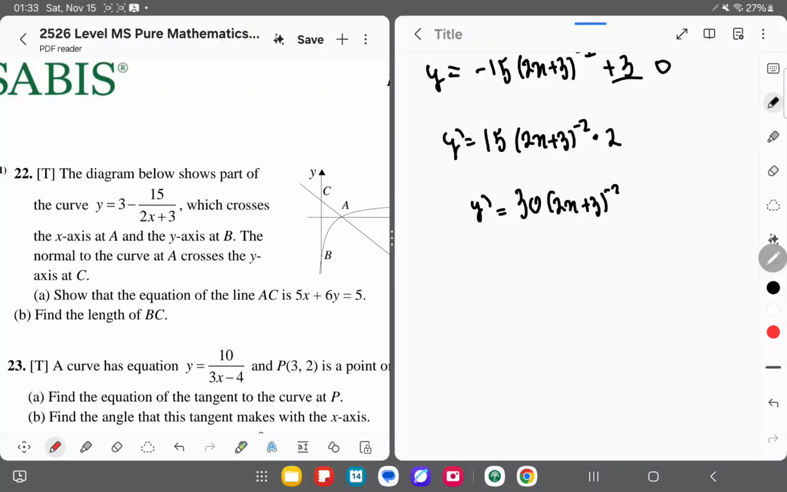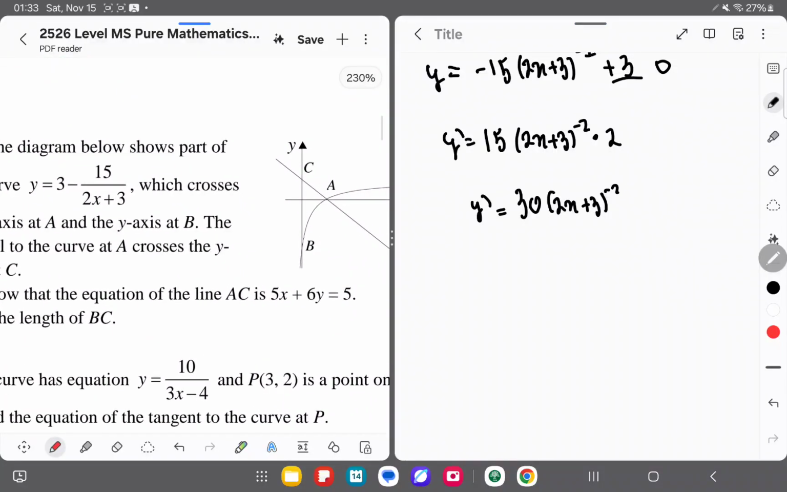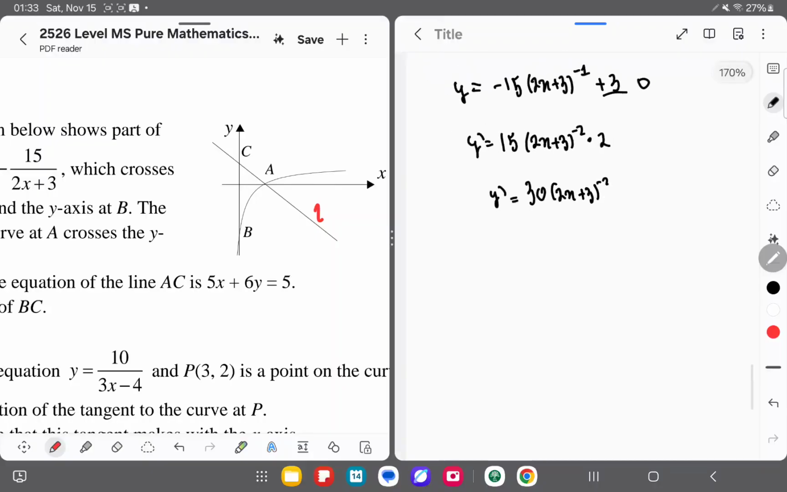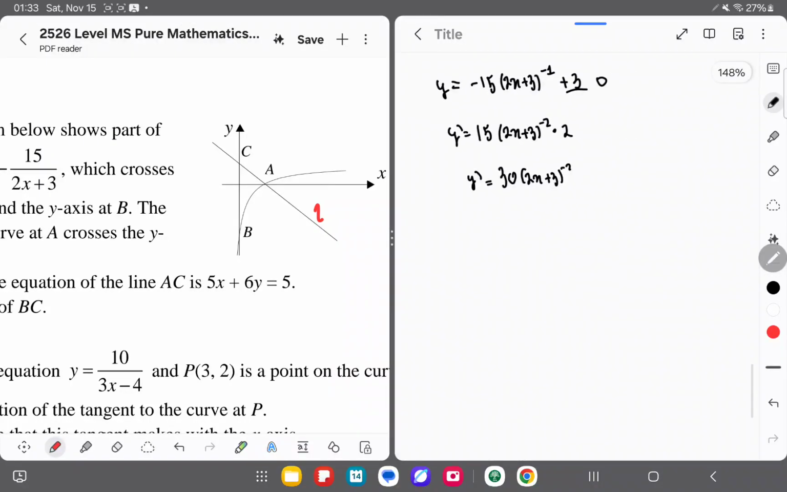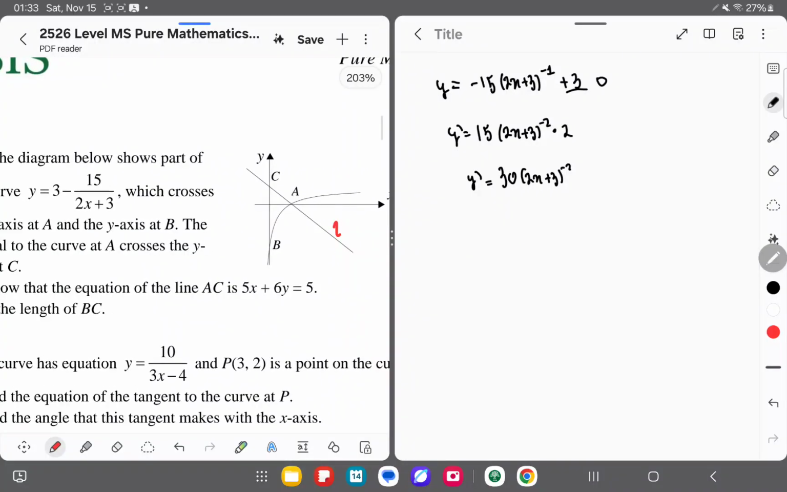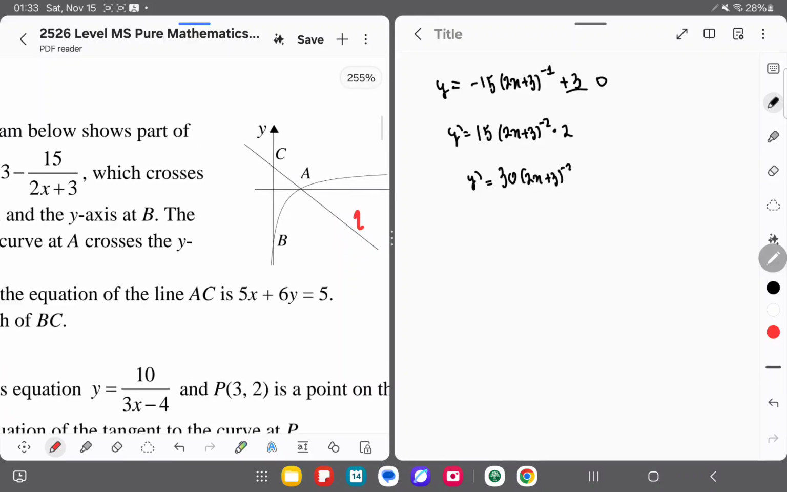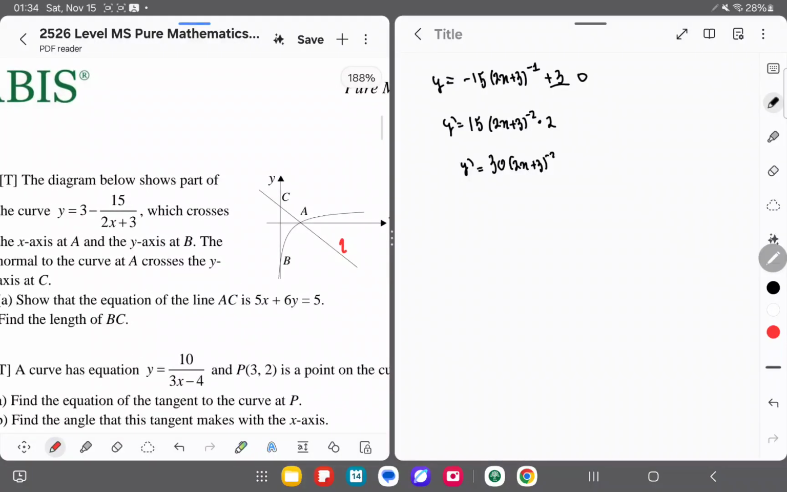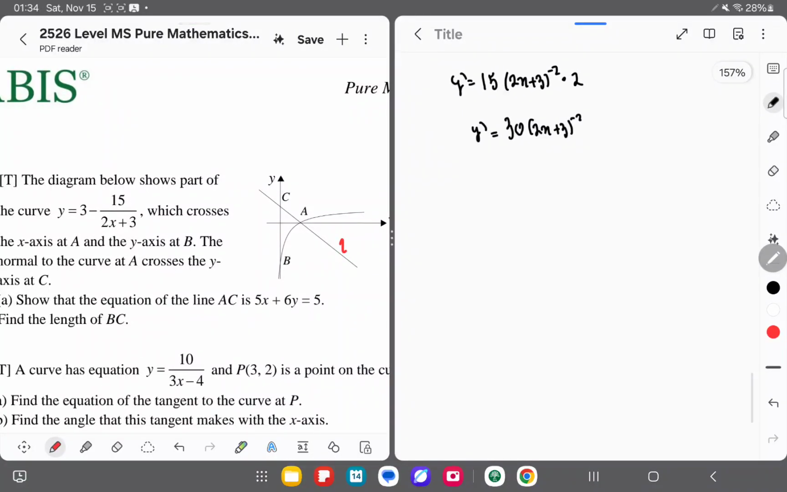Now they're stating that they have the normal at A, which is a line AC, but it expands forever, but whatever. We'll call this line L. On line L, there's one point A, where A is intersecting the curve, and it's also the same point as the x-intercept of the curve. So we get the x-intercept of the curve. In order to do that, we have to set y equal to 0. So first let's do y equals 0 here. So now we have 0 is equal to 3 minus 15 over 2x plus 3.